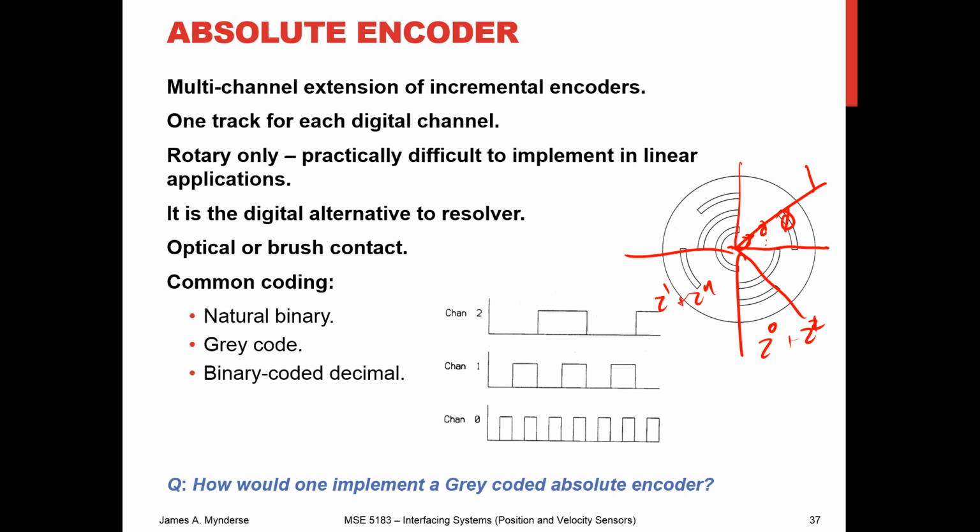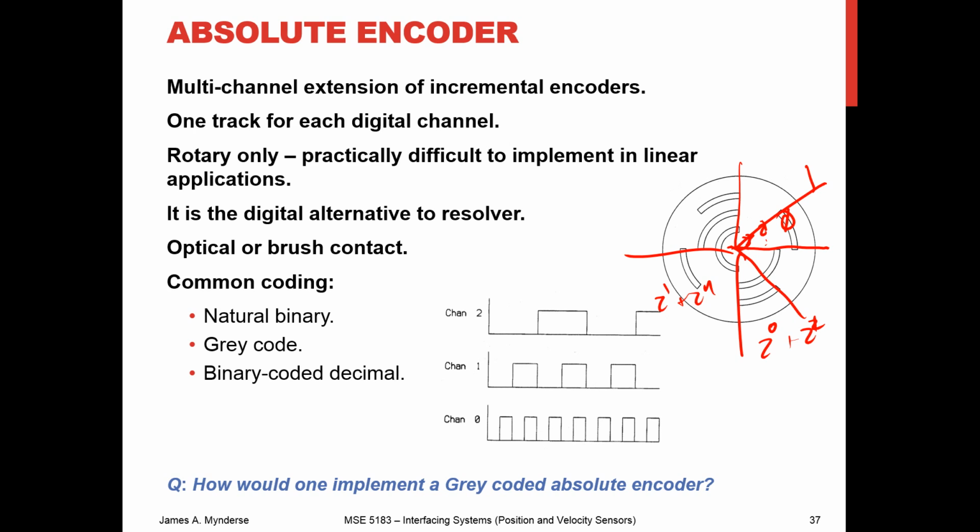And so the absolute encoder, you always know within that pie shape section exactly where you are. Rotary works well, linear not so much. And this is a digital alternative to what's called a resolver, and I'll get a little bit about resolvers later too.